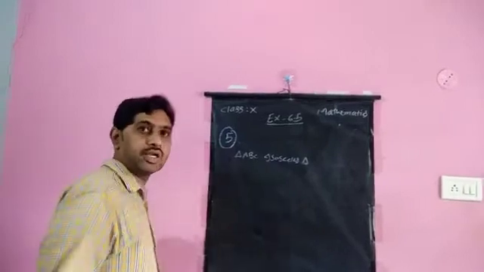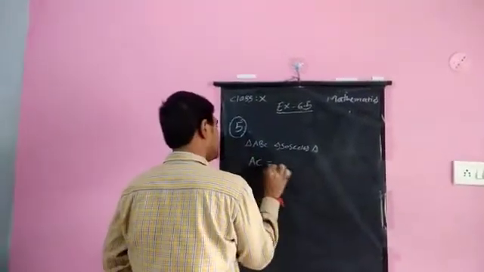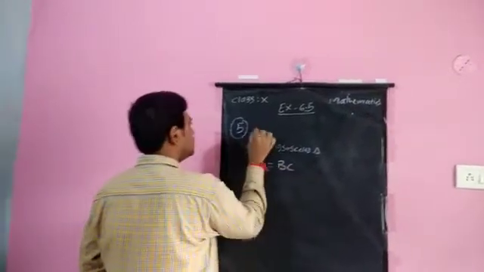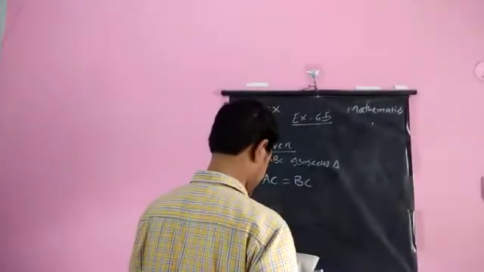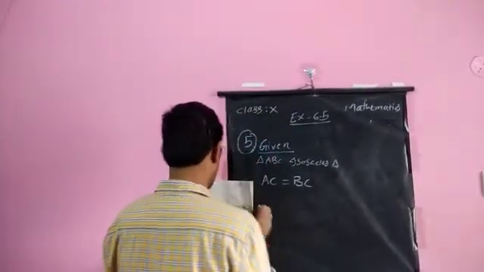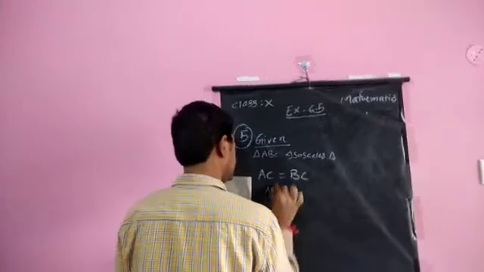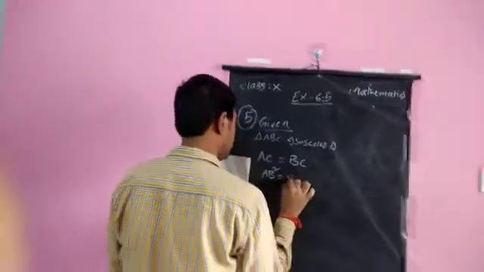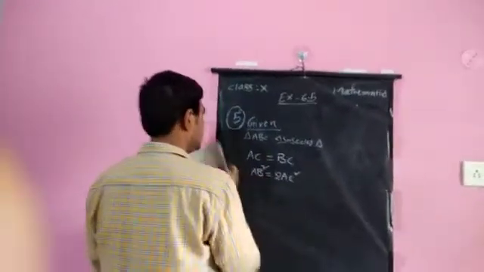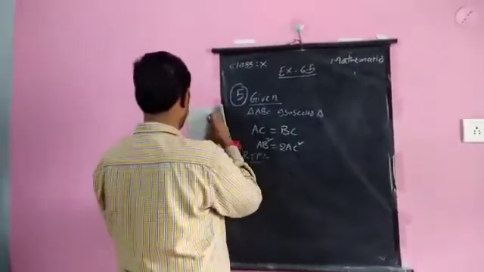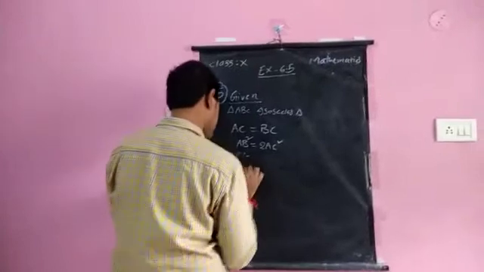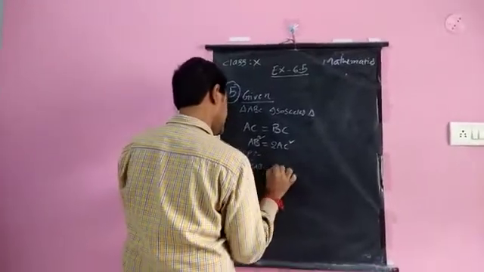The two sides which are equal to each other are also given to us. That is given to us as what? AC equals BC. In this question number 5, triangle ABC is given, AC equals BC is also given, and even this is also given to us: AB square equals 2AC square. And our RTP is, we have to prove that triangle ABC is a right triangle.